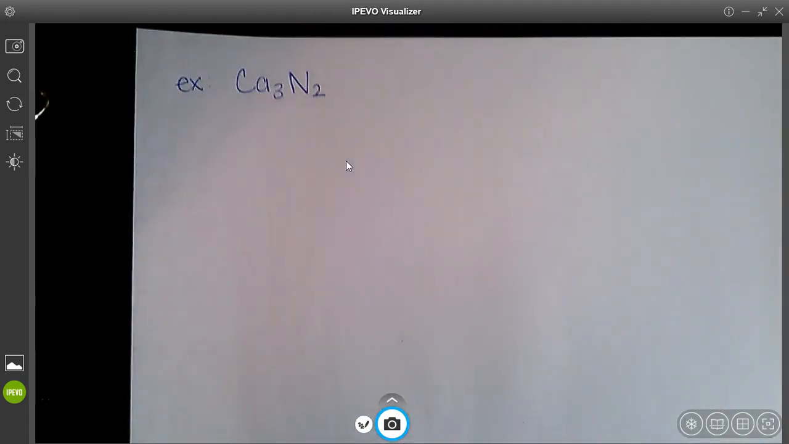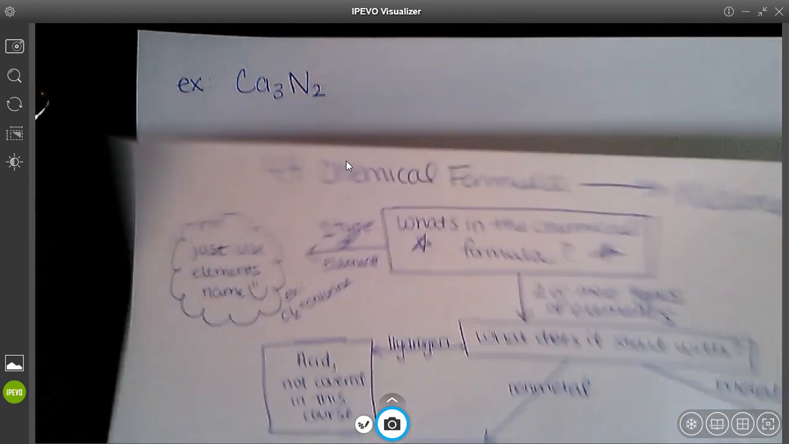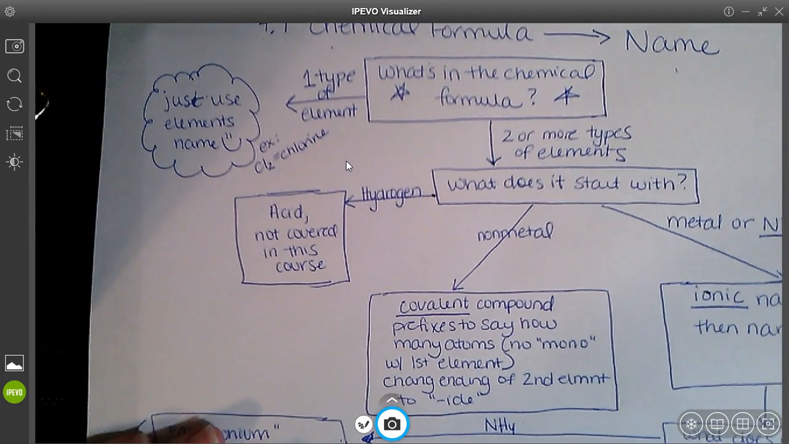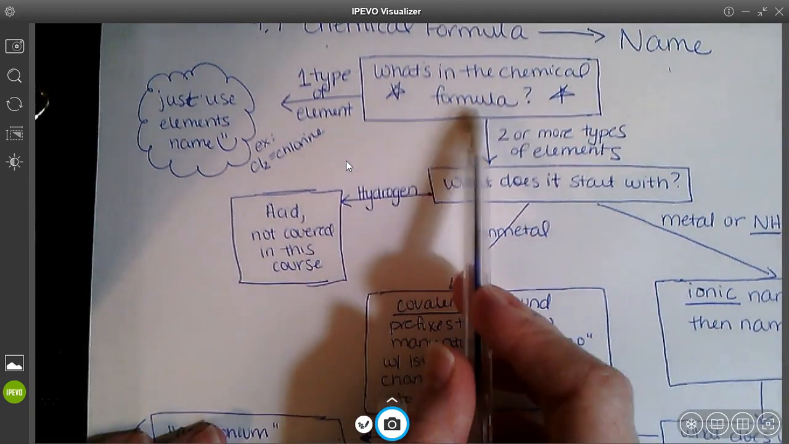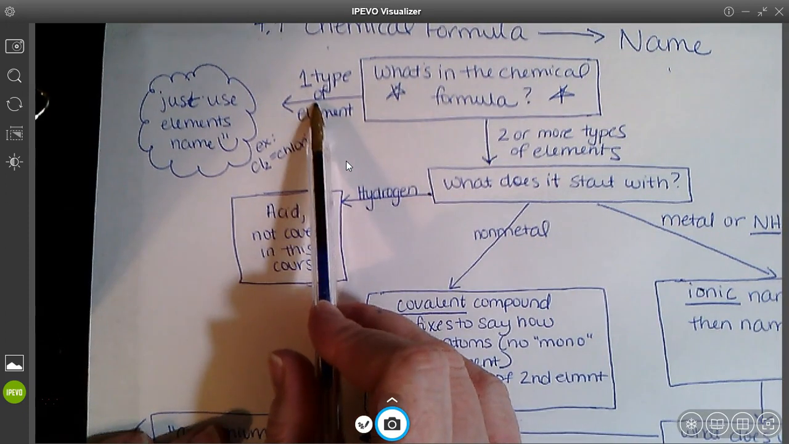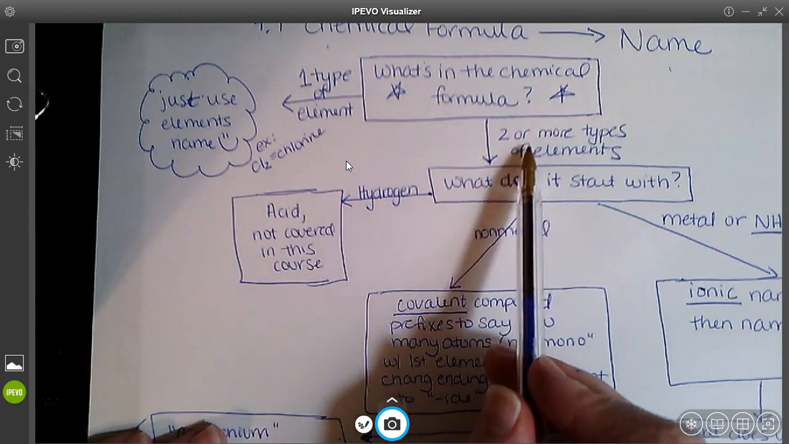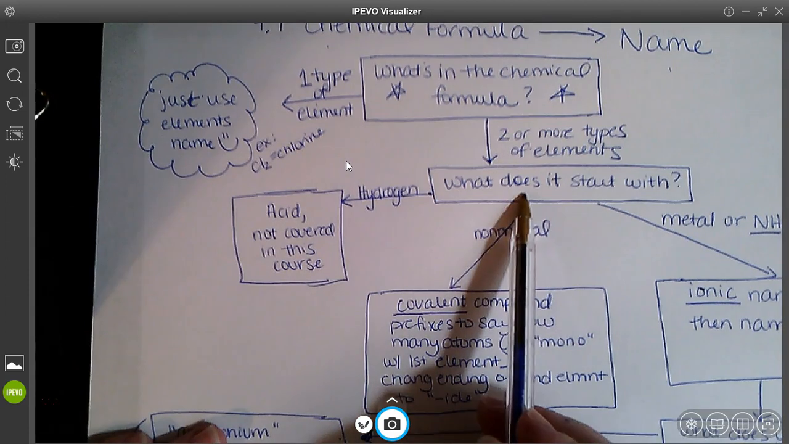All right, I'm still going to start at the beginning of my flowchart. So I've got Ca3N2. What's in the chemical formula? Do I have one type of element? Well, no, I've got calcium and nitrogen. Two or more? I do. So what does it start with?